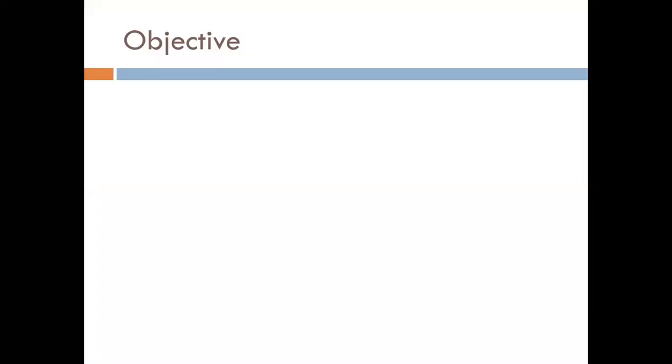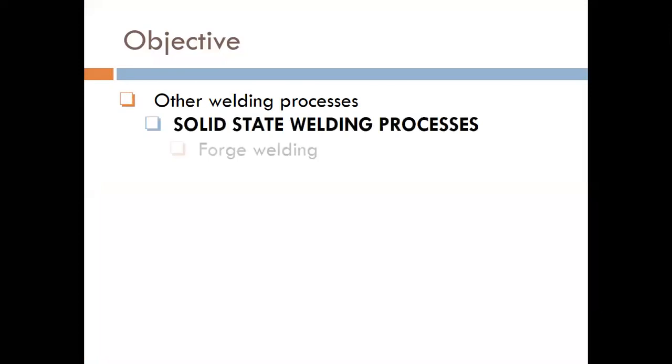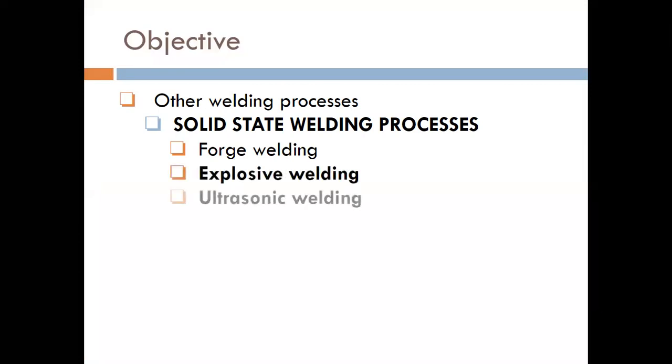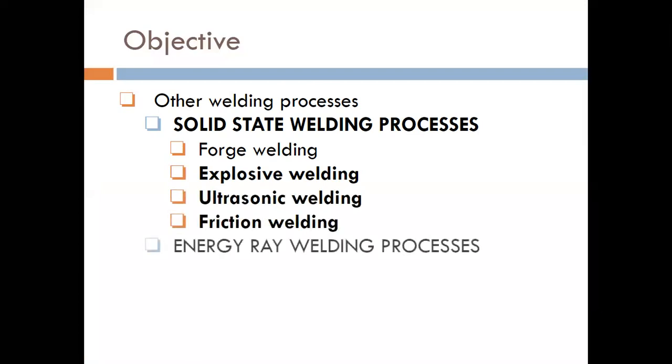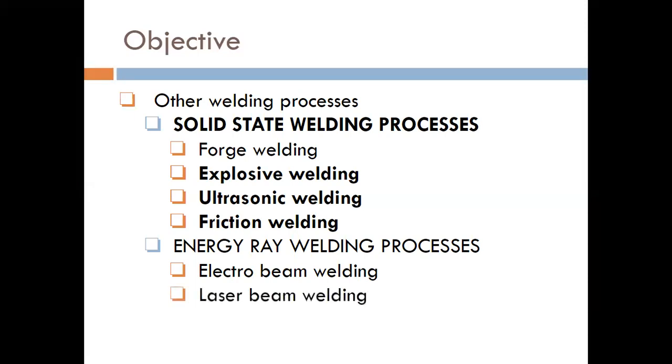So what are the objectives of today's lecture? We are discussing solid state welding processes. Among that, we have already discussed the forge welding process in the previous lecture. Today we are going to discuss explosive welding, ultrasonic welding and friction welding processes. There are other processes such as energy ray welding that we will discuss in the next lecture, in which there will be electron beam welding and laser beam welding.